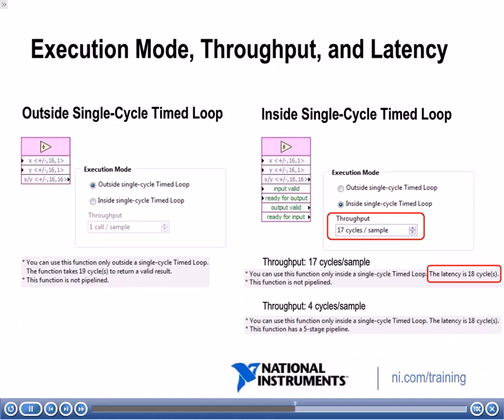Notice that at the very bottom, you see a throughput of 4 cycles per sample. So let's say we had adjusted that setting and we changed it to 4 cycles per sample. Notice the note that comes along with it. At the bottom, the note says that this function has a 5-stage pipeline. So to achieve that throughput of 4 cycles per sample, there was an internal pipeline that was built into this, and that's how that throughput was achieved.